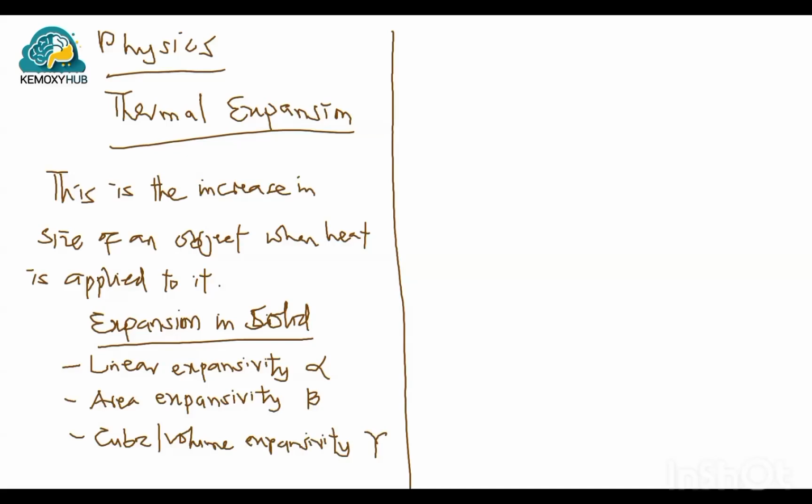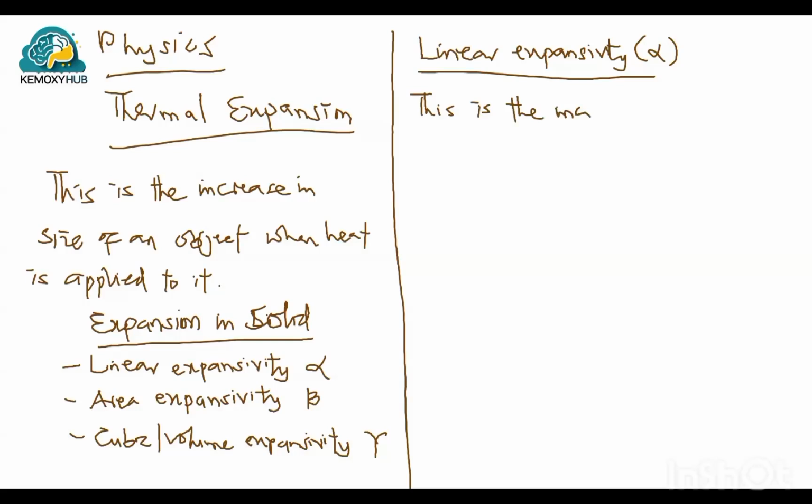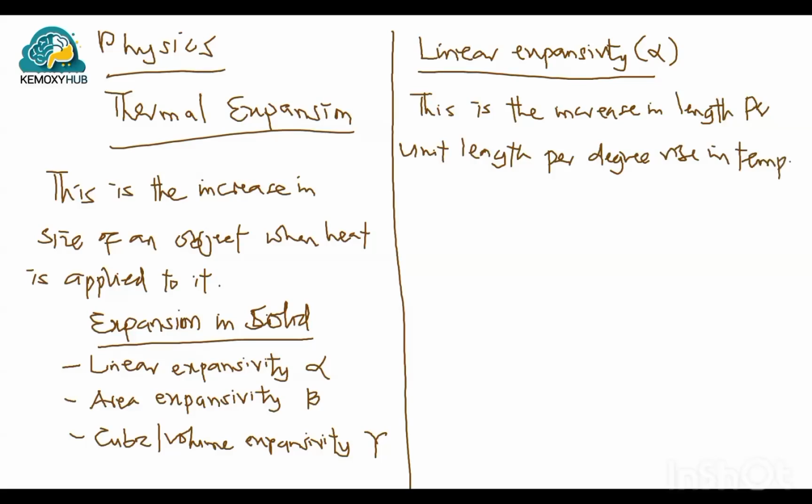Now what is linear expansivity? Linear expansivity of a substance is the increase in length per unit length per degree rise in temperature. This is the increase in length, or change in length, per unit length per degree rise in temperature.